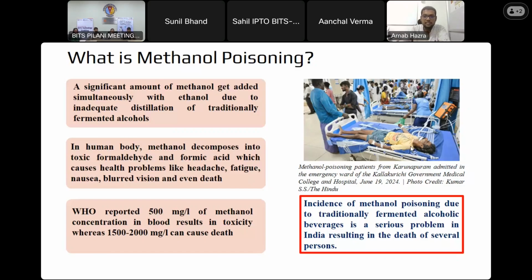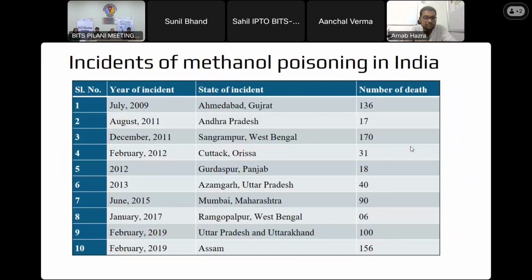But this is not the only incident. This is one of the recent incidents. If you can see this list, I have listed a few significant incidents from 2009 to 2019. These are the only significant ones that happened in widely different states of India, and these are the numbers of deaths. Other than that, methanol contamination is a very common problem, and a lot of other cases are registered in India. So this is our motivation and background to work on a methanol poisoning detector.